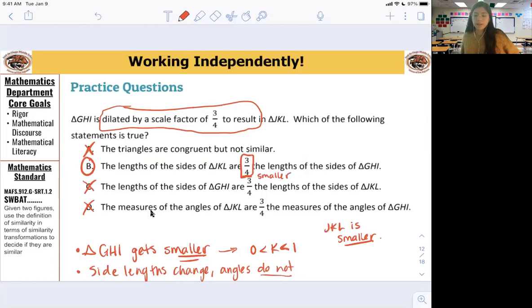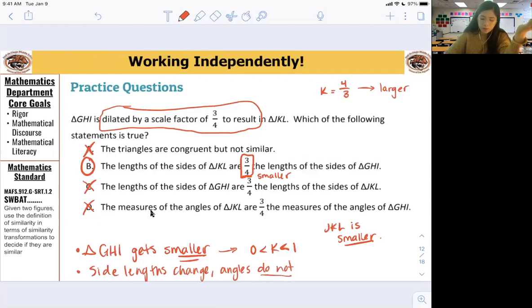And that's something that can get tricky sometimes, especially when you don't have a picture. Always remember that when you multiply something by a fraction, it reduces, it gets smaller. If you multiply something by a whole number, it gets larger. However, what if K was 4/3? If K was 4/3, would it get larger or smaller? It would get larger because even though it's a fraction, it's an improper fraction, meaning that it's going to be larger than one. Good.